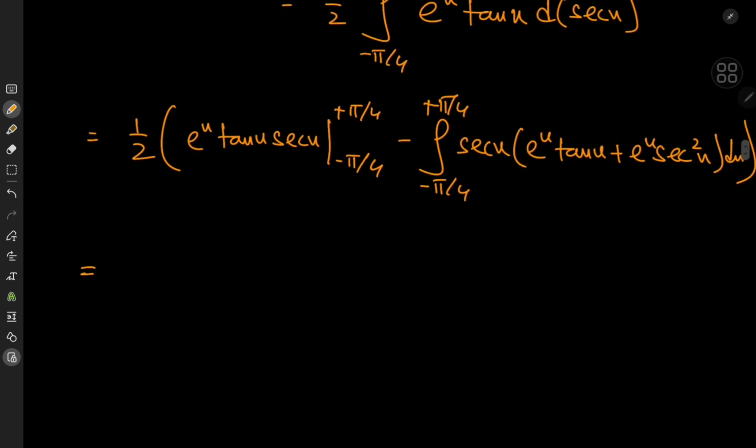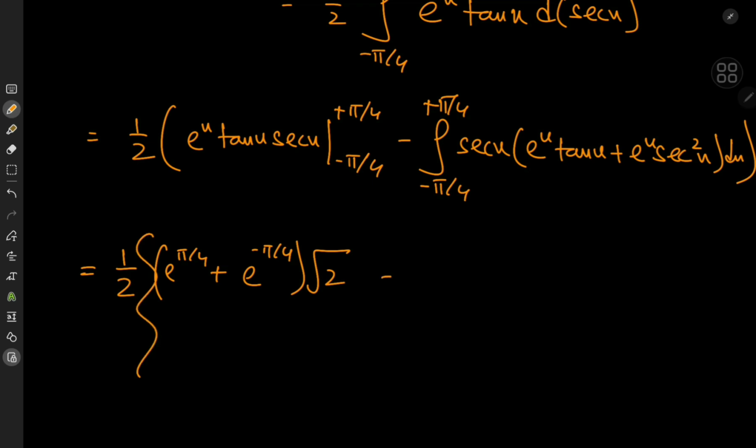And evaluating the limits for the first term gives me 1/2 times e to the pi by 4. The tangent of pi by 4 is 1, and the secant of pi by 4 is root 2. And the tangent function is an odd function. The secant function is an even function. So we're going to be left with two negatives canceling out. That's e to the negative pi by 4 plus e to the positive pi by 4 times the common factor of root 2. Okay, great.